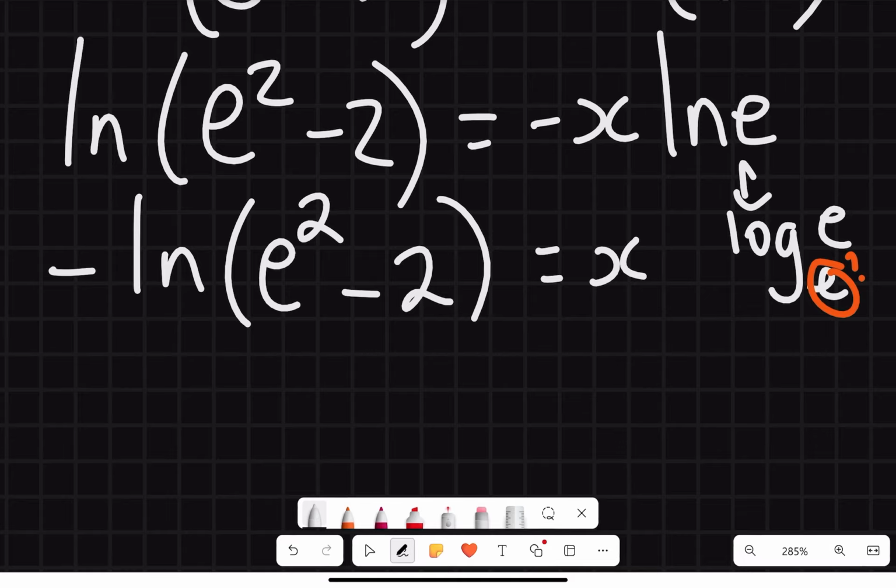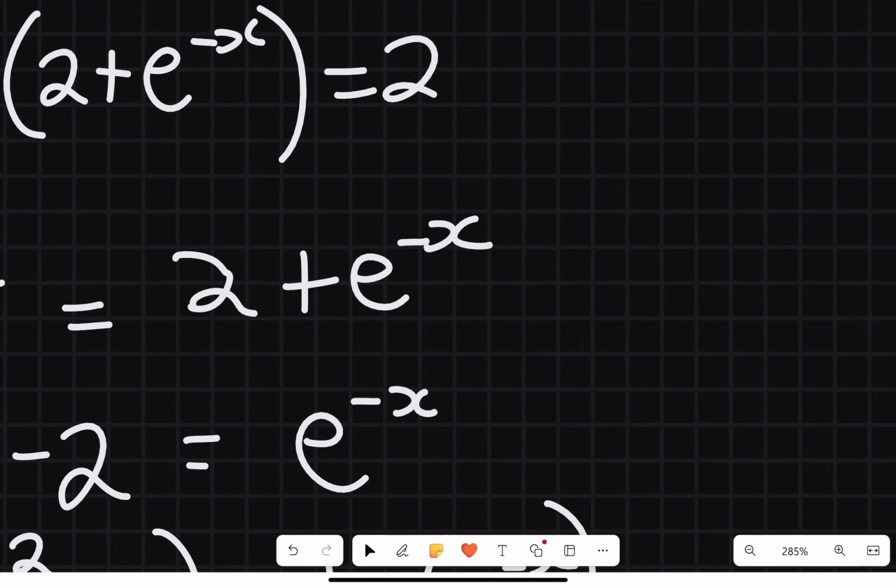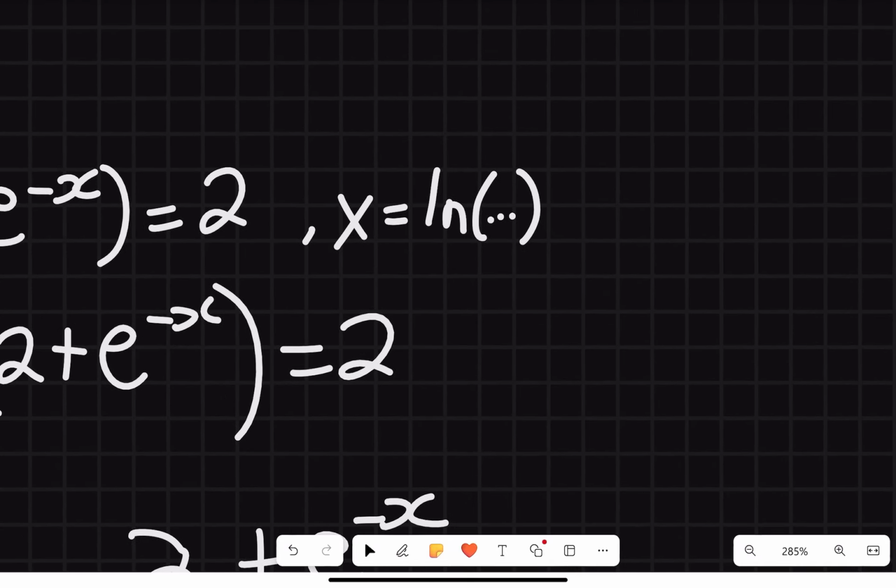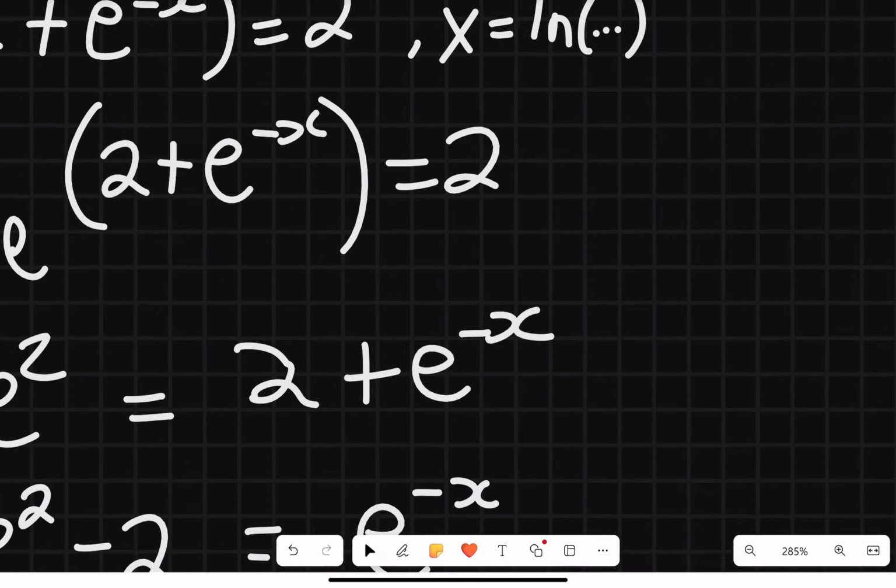But the question said we cannot have a negative of ln. So that negative in front of ln, we don't need it. We need to remove it.